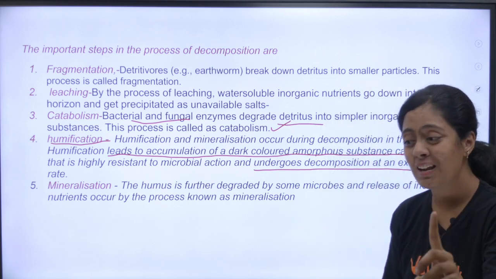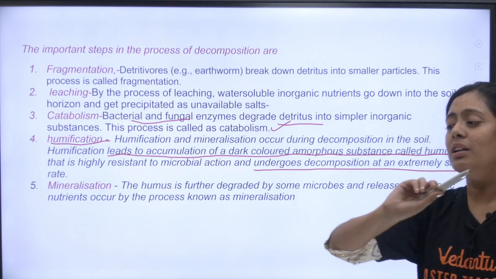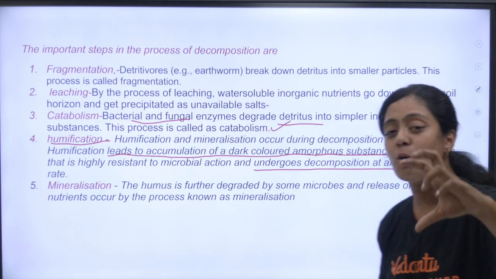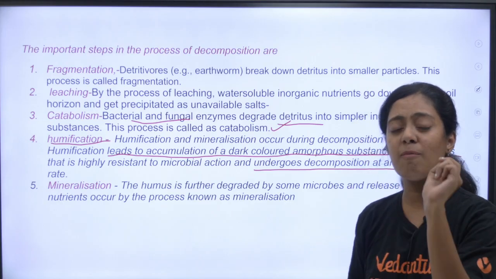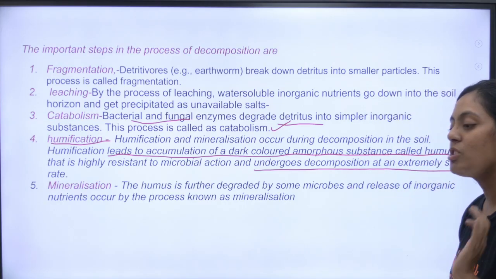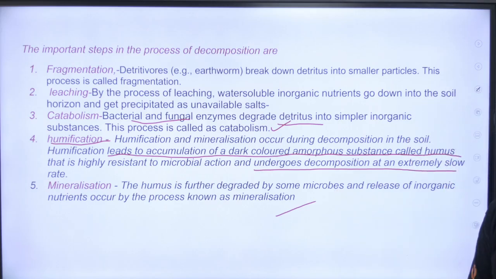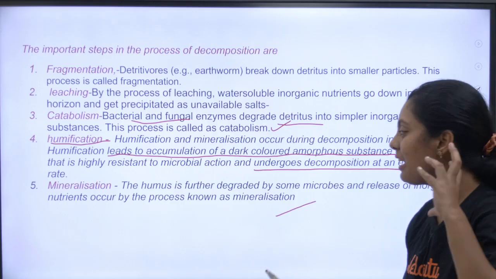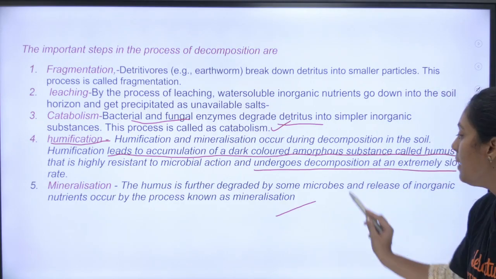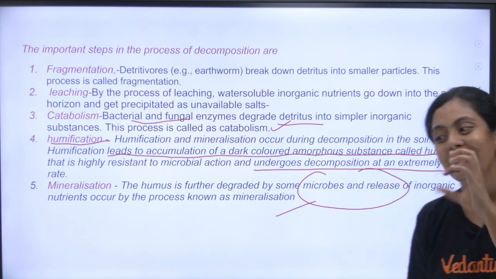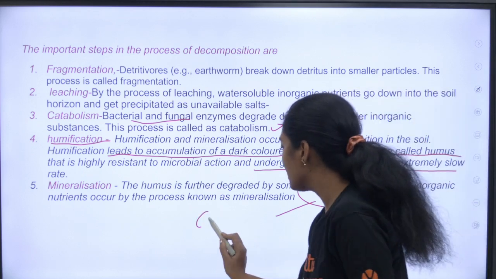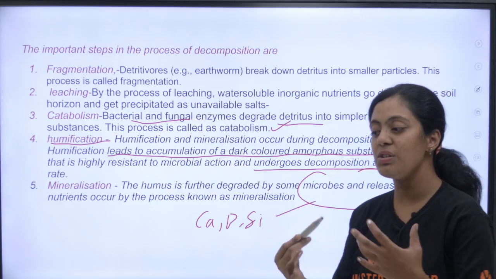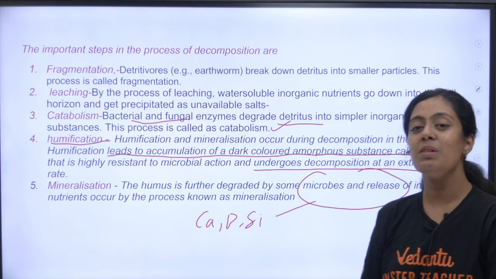Define humus is again a very important question. They can ask you, a dark colored amorphous substance which is resistant to microbial action, and you need to be able to write it as humus. Okay, next you have the last one, that is mineralization. I said that humus degrades very slowly. So when it undergoes degradation very slowly by some microbes, they release all the inorganic nutrients like calcium, phosphorus, silicon into the soil. This process is called mineralization.